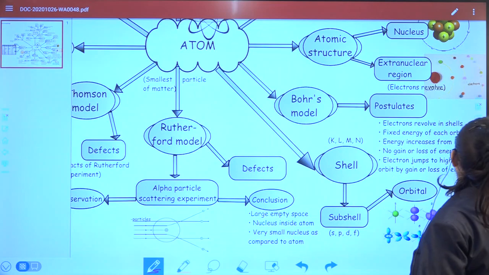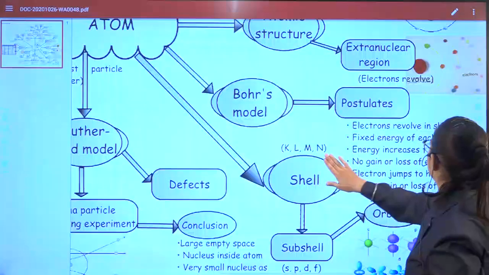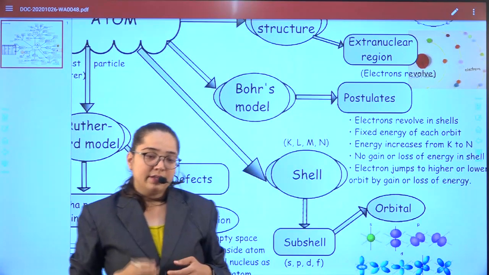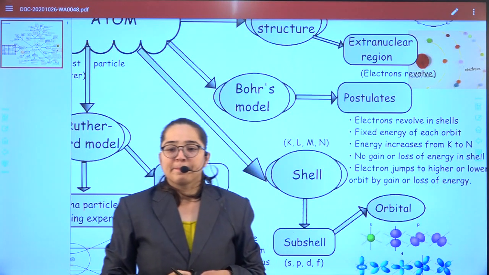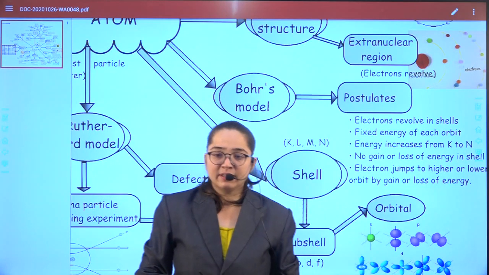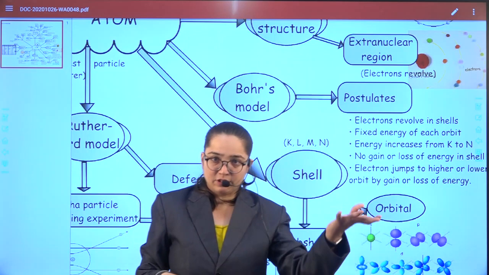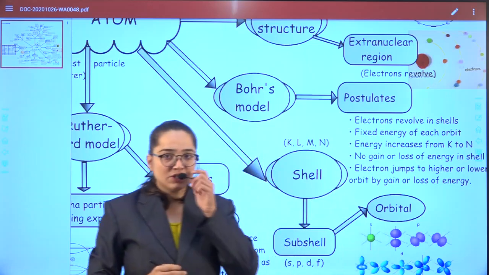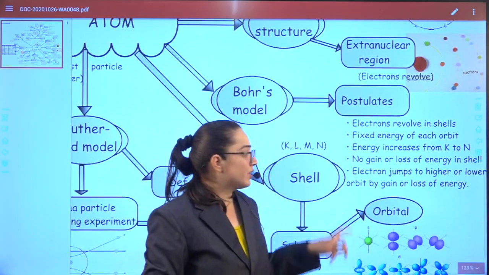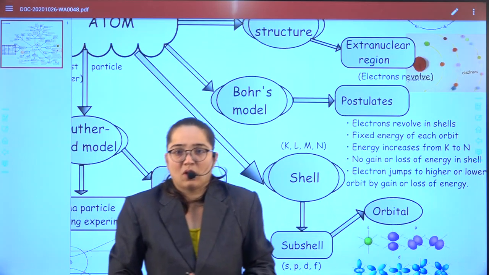Bohr's model's postulates. If we talk about the postulates that were given by Sir Bohr, they are like this. He stated that all the electrons are moving in the shell in a fixed particular pattern. Next, there is fixed energy of each orbit, and when the electron is going from orbit K to further L, M, N, the energy that it will possess will increase. There is no gain or loss of energy in the shell. Whenever the electron is moving, there is no gain or no loss.